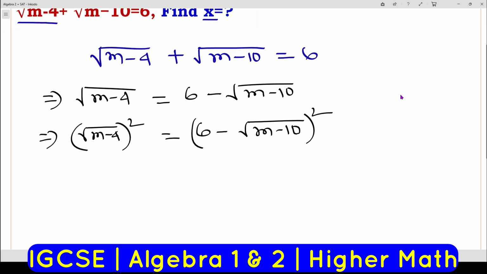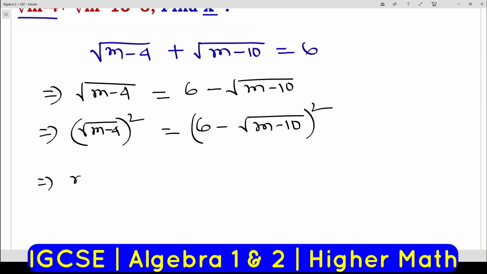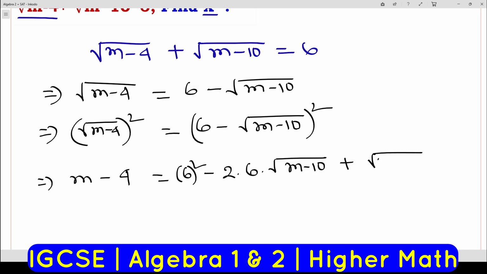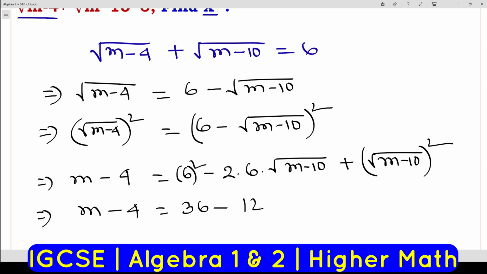square, right? Now it will be m minus 4, and here is 6 square minus 2 times 6 times root over m minus 10 plus root over m minus 10 whole square. Okay, so here is m minus 4 equals 6 square, means 36, and here is 2 times 6 is 12 root m minus 10, plus root m minus 10 whole square means m minus 10.